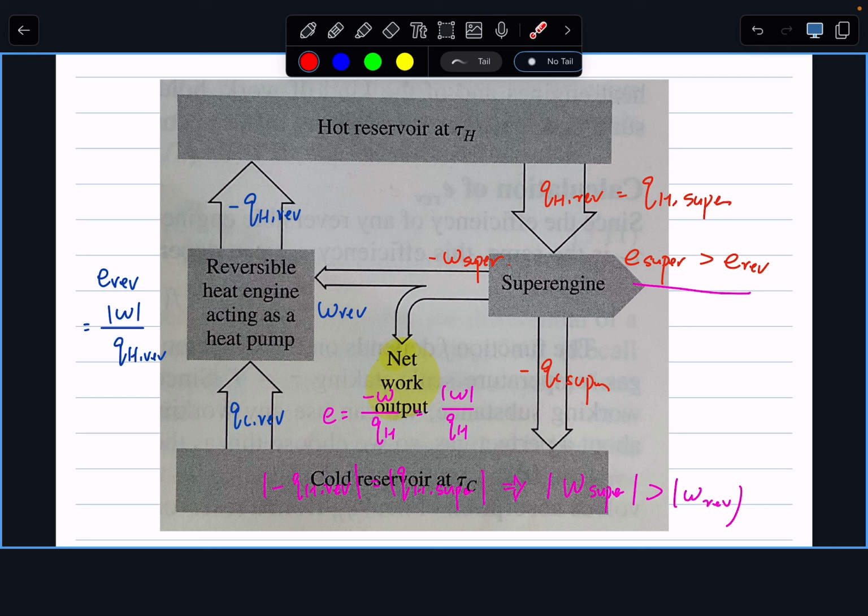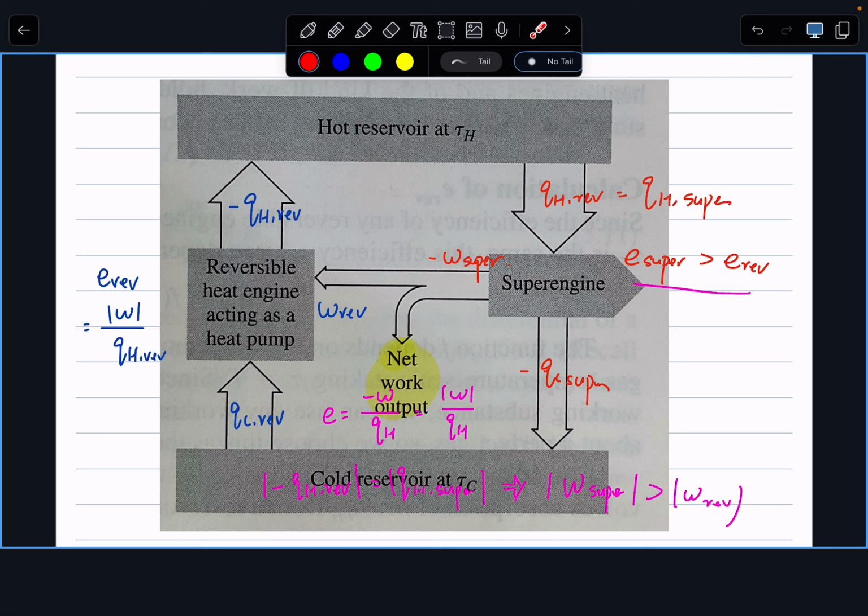Well, the other way to put it is we can set these two to be the same. It doesn't matter which one is efficient or not. It's just something you can do experimentally. Like imagine you're keeping the internal energy of your hot reservoir unchanged throughout the whole process, right? So that's how you maintain your QH reversible to have the same magnitude as QH super.